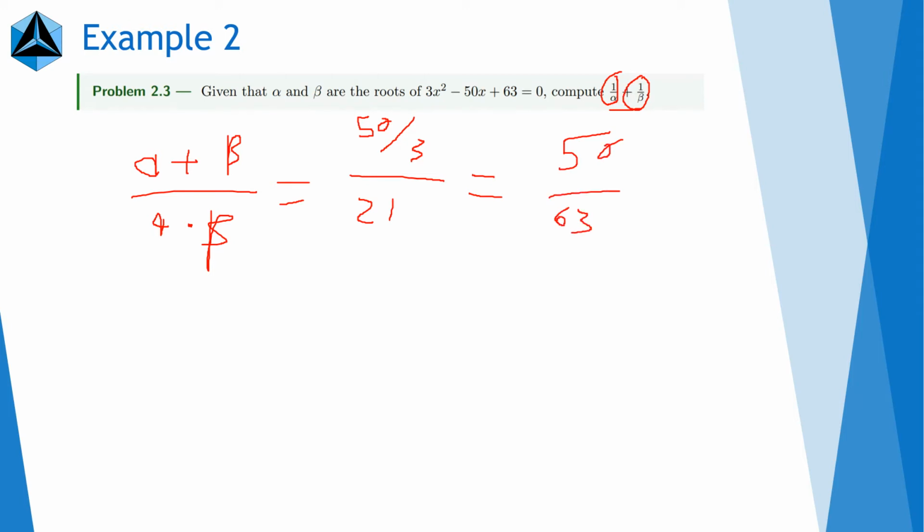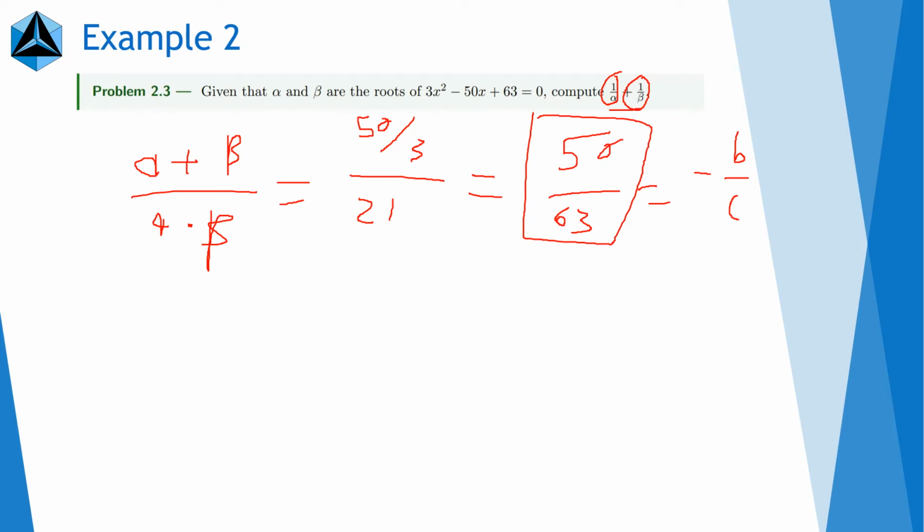Also notice that this is equal to negative b over a. Oh, sorry, negative b over c. That's kind of interesting. It works for all quadratics. You can prove it yourself, I guess, if you want. So 50 over 63 is our answer for this one.